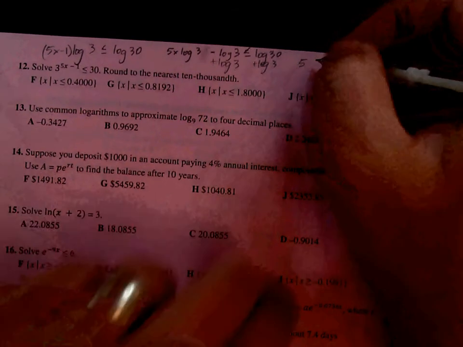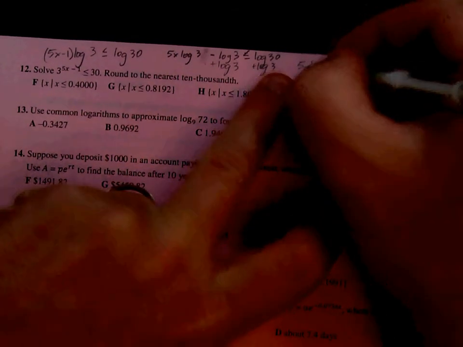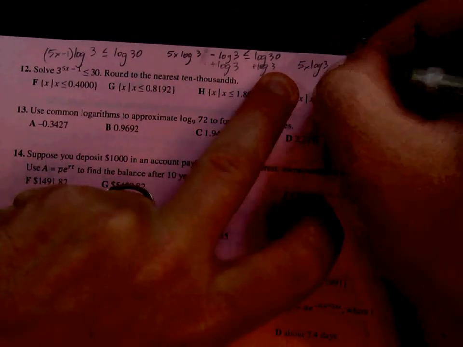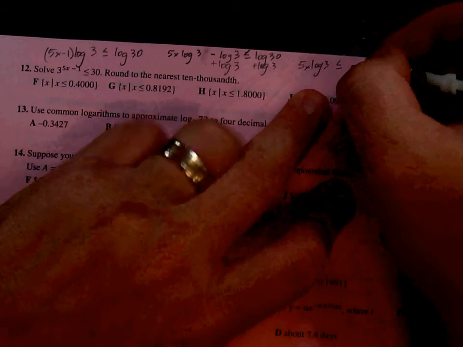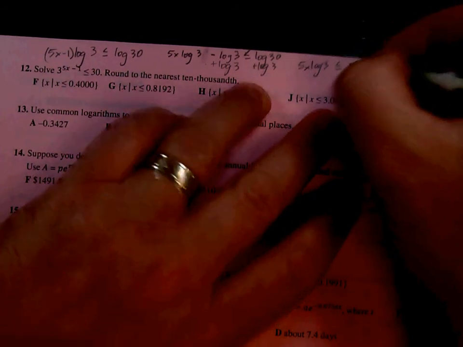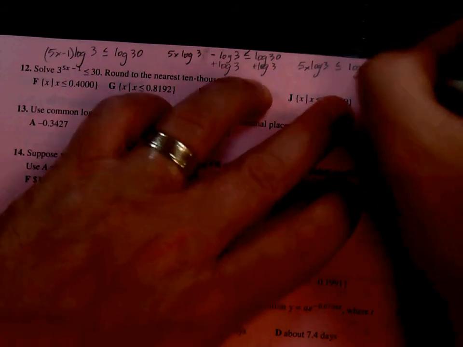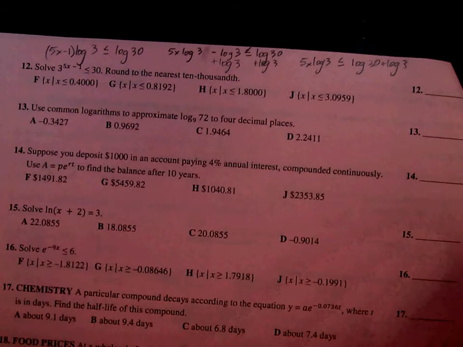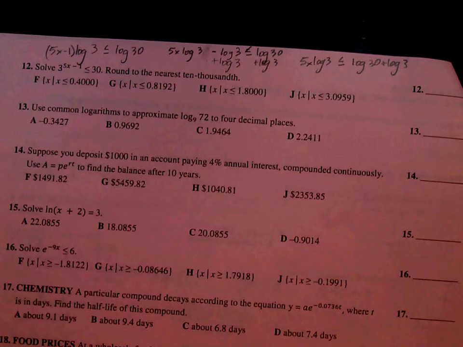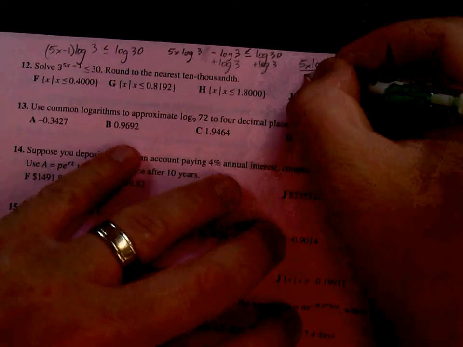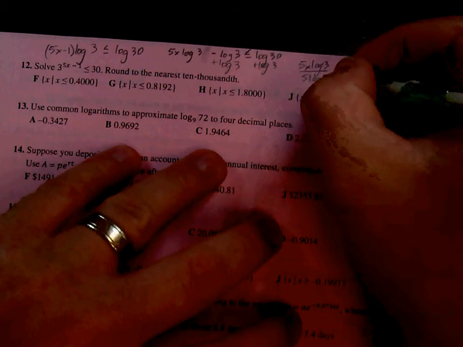Giving me 5x log of 3 less than or equal to log of 30 plus log of 3, which I could condense, though I'm a little hesitant to condense just because I messed that up before. I can divide by 5 log of 3.